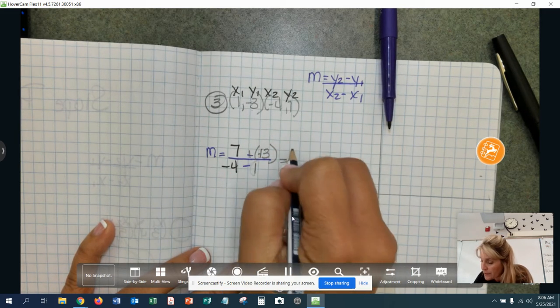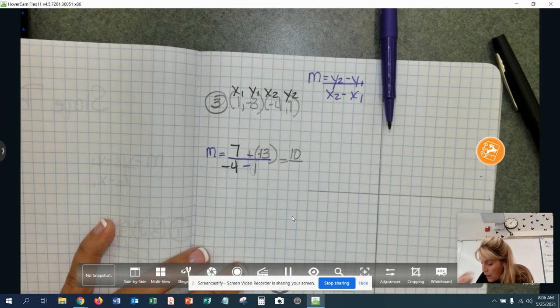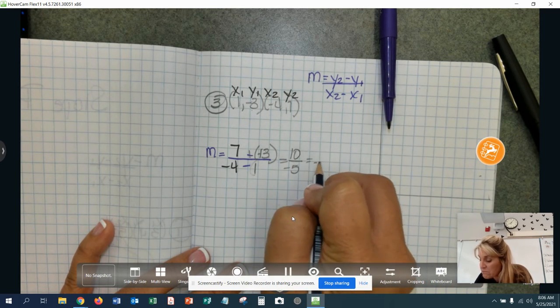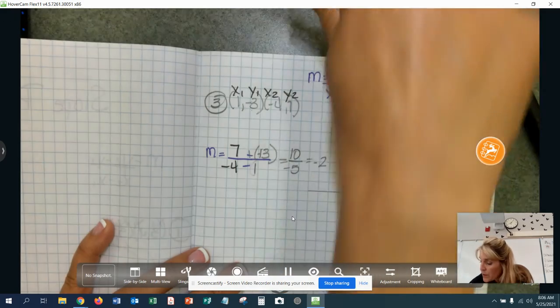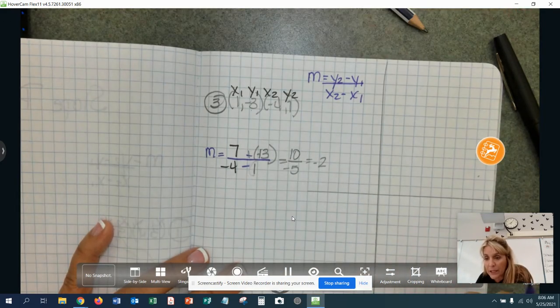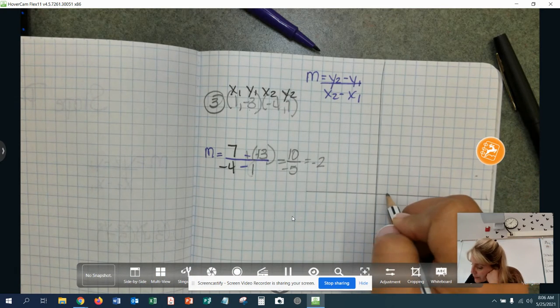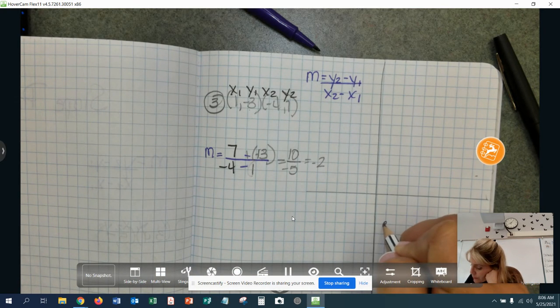Then I'm going to add them together. This is going to be 10. And this is going to be a -5. So your answer is really -2. So I'm going to check my slope by plotting the ordered pairs. And so I'm going to go 1 and 3, over 1 and down 3, 1, 2, 3.